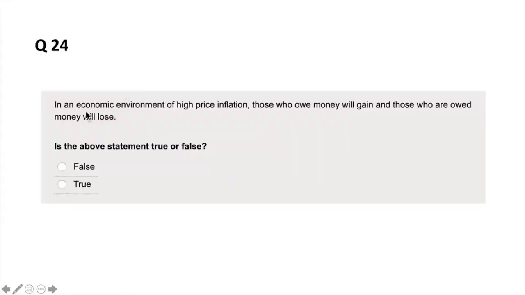Question number 24. In an economic environment of high price inflation, those who owe money will gain and those who are owed money will lose. So what happens when there's inflation? That's the main question here. When there's price inflation, it means that the money you actually have in your pocket is not worth the same. So if you owe money, basically, you actually will gain because the money that you borrowed in the previous, let's say, time is not worth the same. It's worth less. So basically the answer is yes.